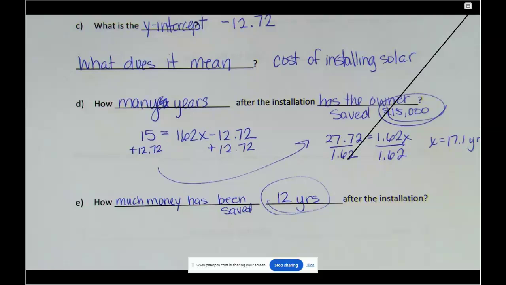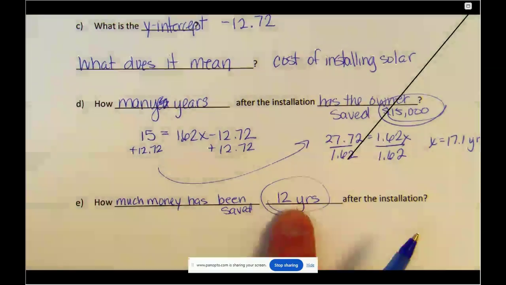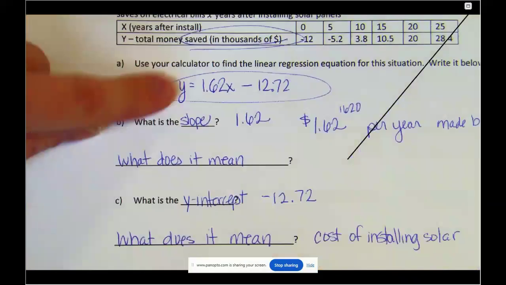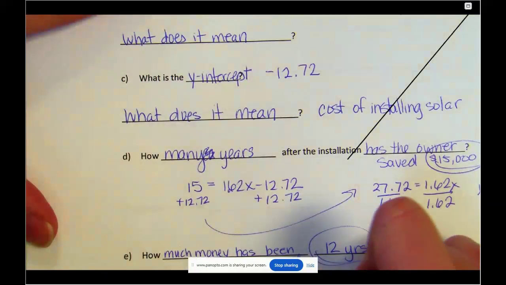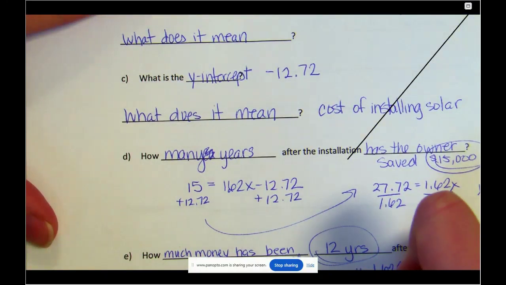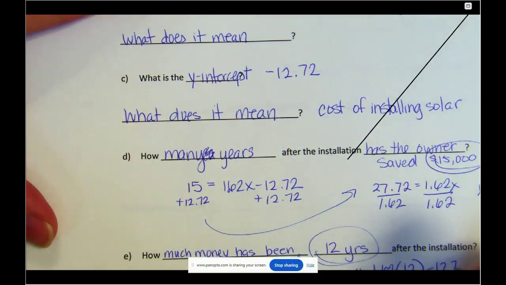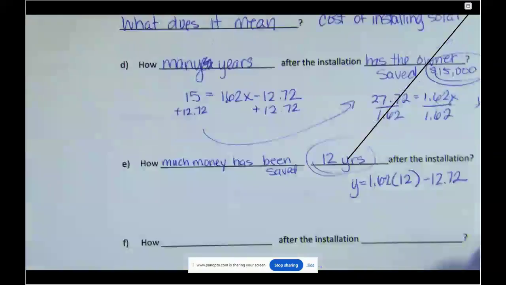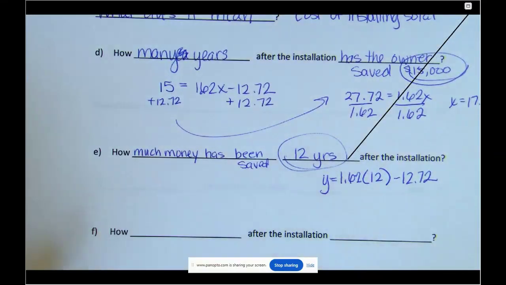Is this X or Y? Just plug it into your equation. Okay, this is X, right? So go back up to your equation on the top. And it says y equals 1.62x minus 12.72. This is X, so put it in for X. My friends, you can put that into your calculator exactly the way it is. What do you get?